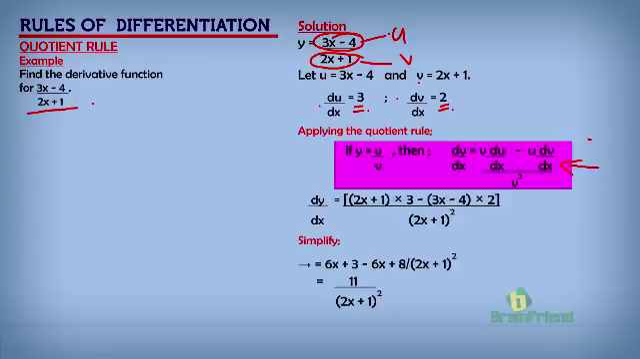So we have v, which is what? 2x plus 1. This is v. We have du dx, which is 3. Minus u, which is what? 3x minus 4. So this is our u. Multiplied by dv dx, which is what? 2.